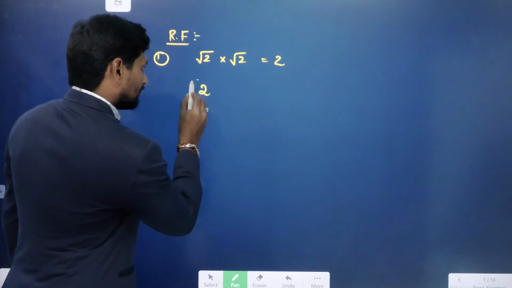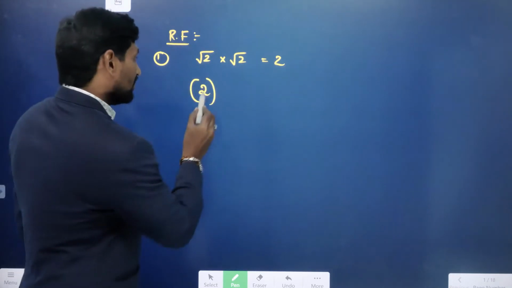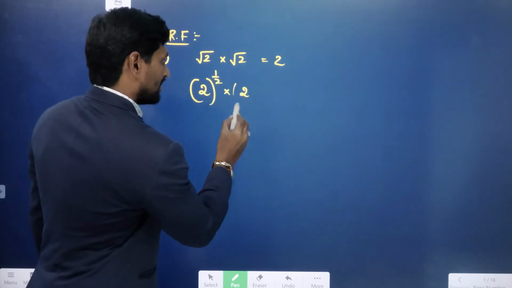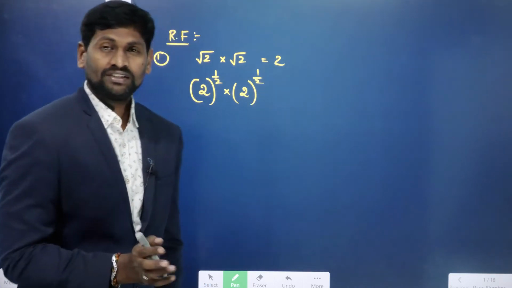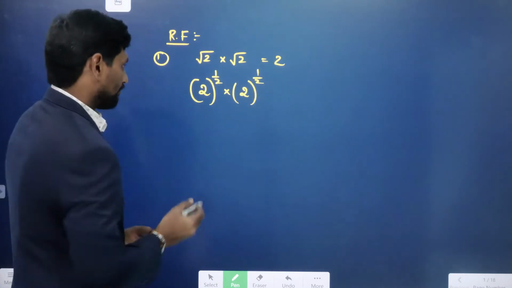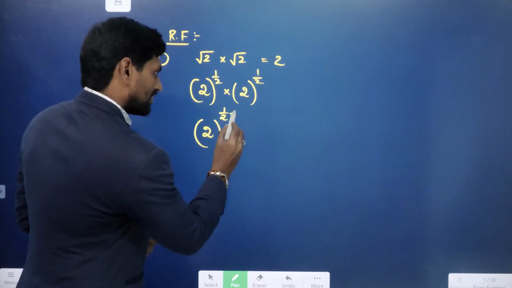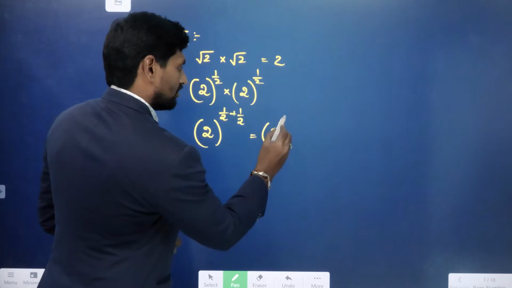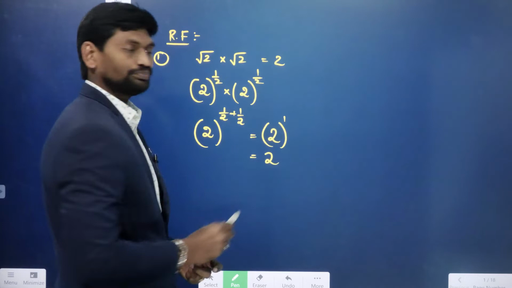So root 2, I am expressing this root 2 in exponential form: 2 power 1 by 2. Here also root 2 we can write as 2 power 1 by 2. According to the laws of exponents, if the bases are same, we can add their exponents, right? 1 by 2 plus 1 by 2 is 2 by 2, that is 1. Half plus half is 1 only. So 2 power 1 means 2.